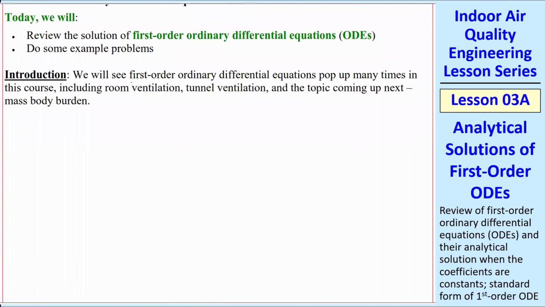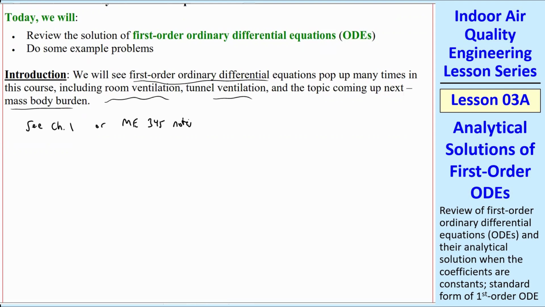Why? Because we're going to see these first-order ordinary differential equations many times in this course when we get into room ventilation, tunnel ventilation, and the next topic coming up, mass body burden, and we'll need it for that. This actually is covered in the first chapter of the textbook. So if you want to read more, see chapter 1 or my ME 345 notes. There's a module of notes on first order and second order systems.